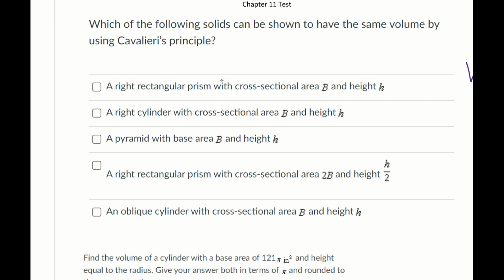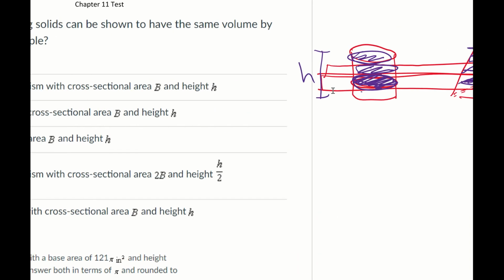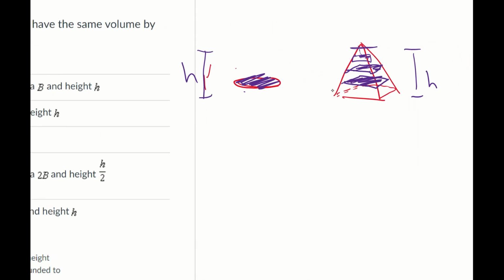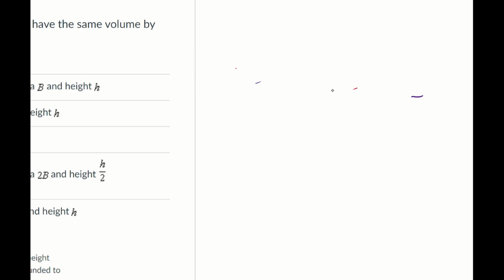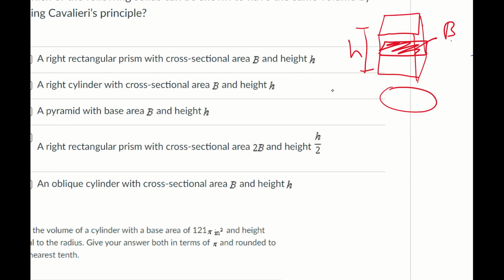So in this case, a right rectangular prism with a cross-sectional area B and a height h. Let's draw all these shapes out. So we've got a right rectangular prism, which we'll draw first. The cross-sectional area is B, and the height is h for that prism. The next one is a right cylinder with a cross-sectional area of B, so that area is still B.